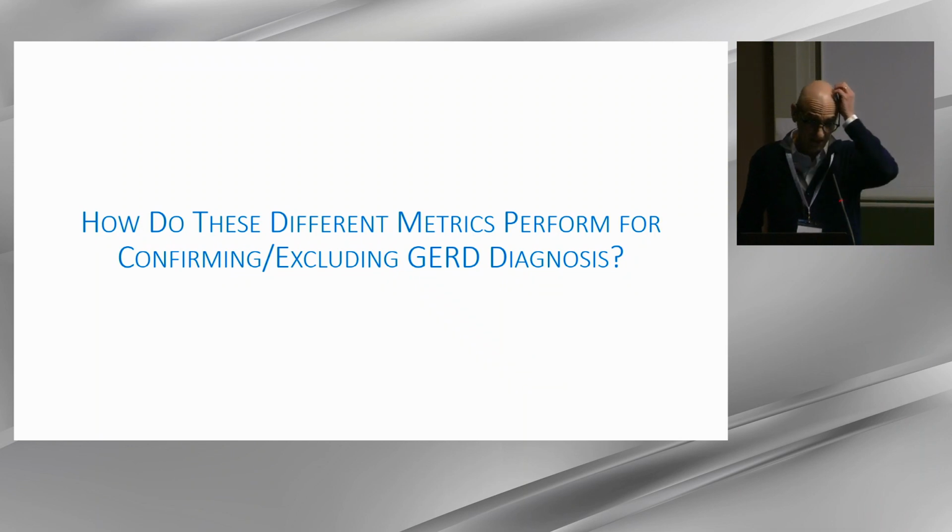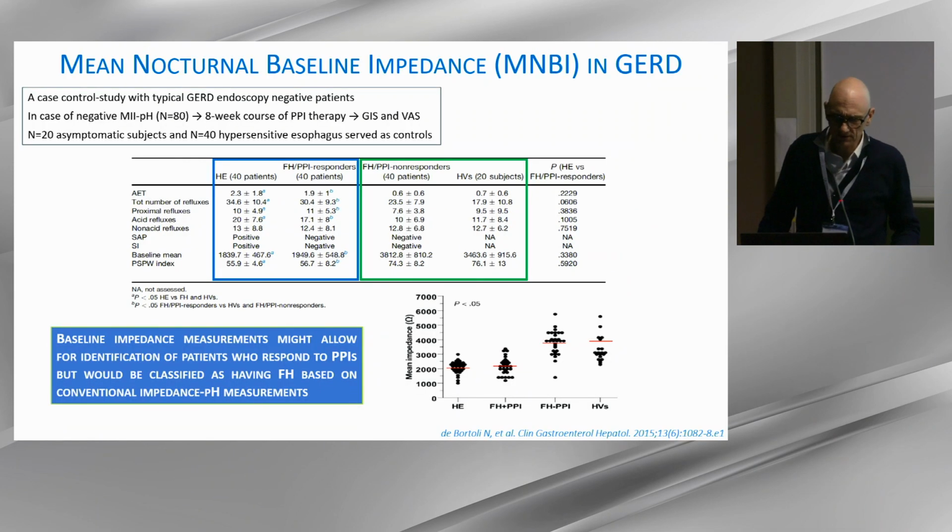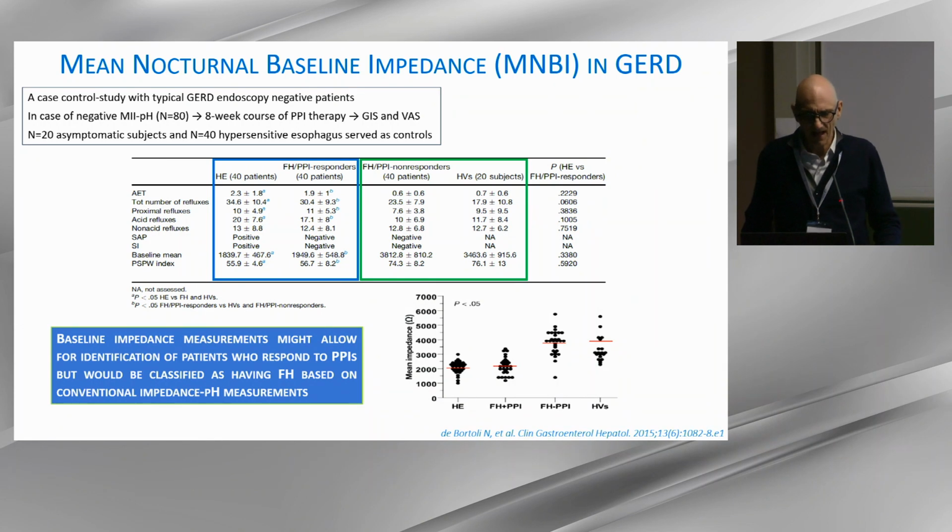How do these metrics work? First of all, we analyzed patients not with GERD, but with functional heartburn, who were classified as functional heartburn with the classical technique. Baseline impedance measurement might allow for the identification of patients who respond to PPI, but who were classified as having functional heartburn.